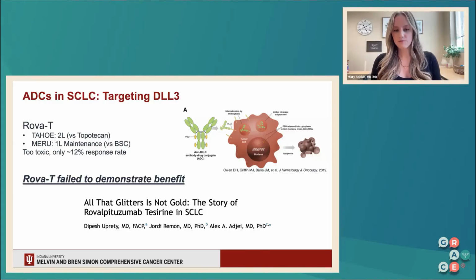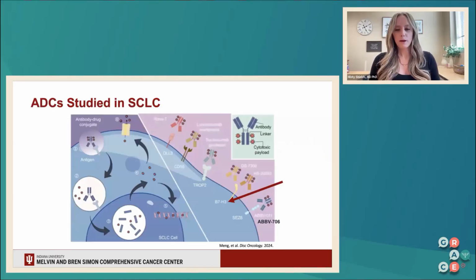And then many of the investigators who were on this study and many of the patients who graciously participated in this study, it was unfortunately too toxic and not effective. And so all that glitters is not gold. And so Rova-T was not further explored. It did not receive any FDA approvals and is not in the clinic. But we were able to learn the lessons from Rova-T and help refine those.